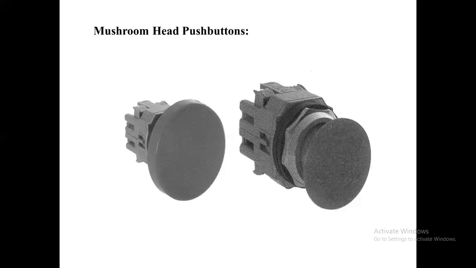Mushroom head switches have a special schematic symbol as shown in the figure, on the right side. Notice that they are drawn as a standard push button switch but have a curved line on the top of the actuator to indicate that the actuator has a mushroom head. This is all about the mushroom head push buttons.